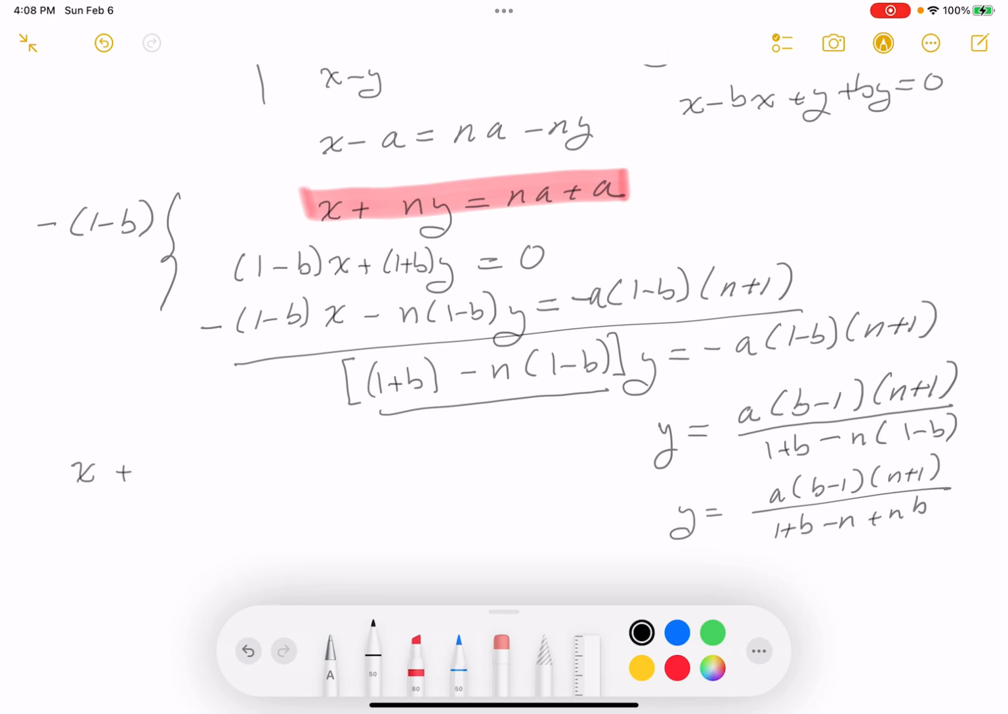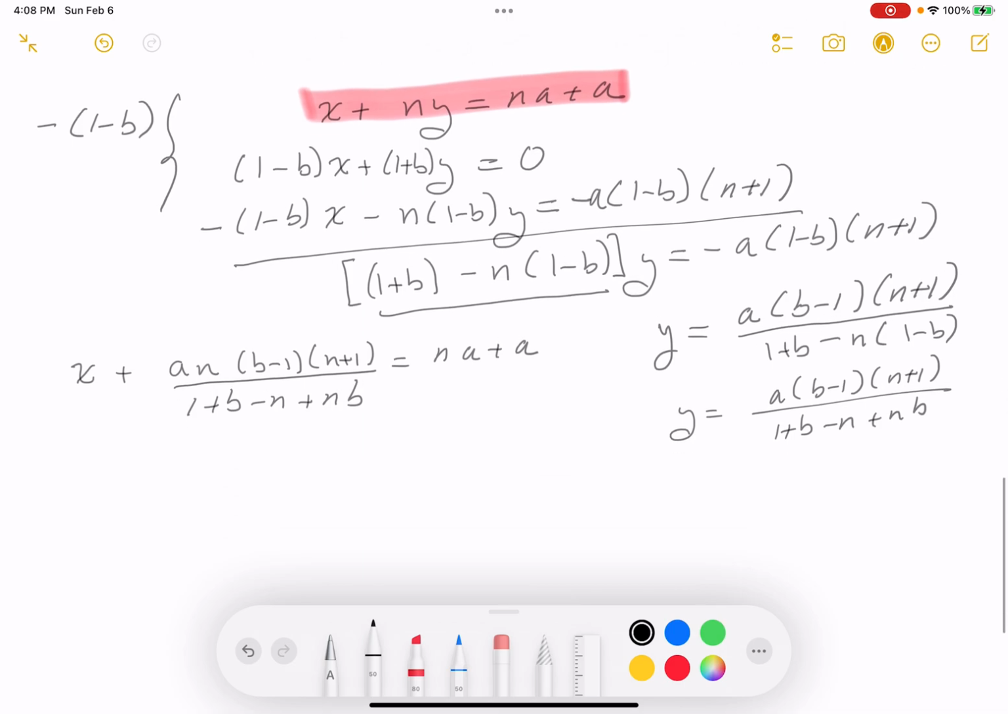And what's n y? Let's write this down. It's going to be a n, b minus 1, n plus 1, all over 1 plus b minus n plus nb. And that's going to equal na plus a. All right? I'm going to keep moving along.